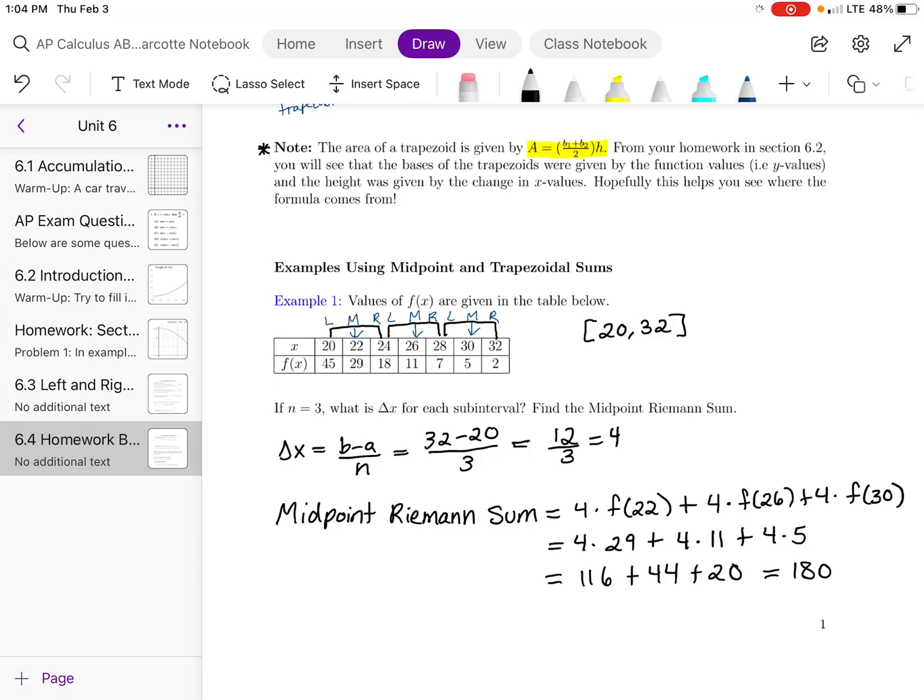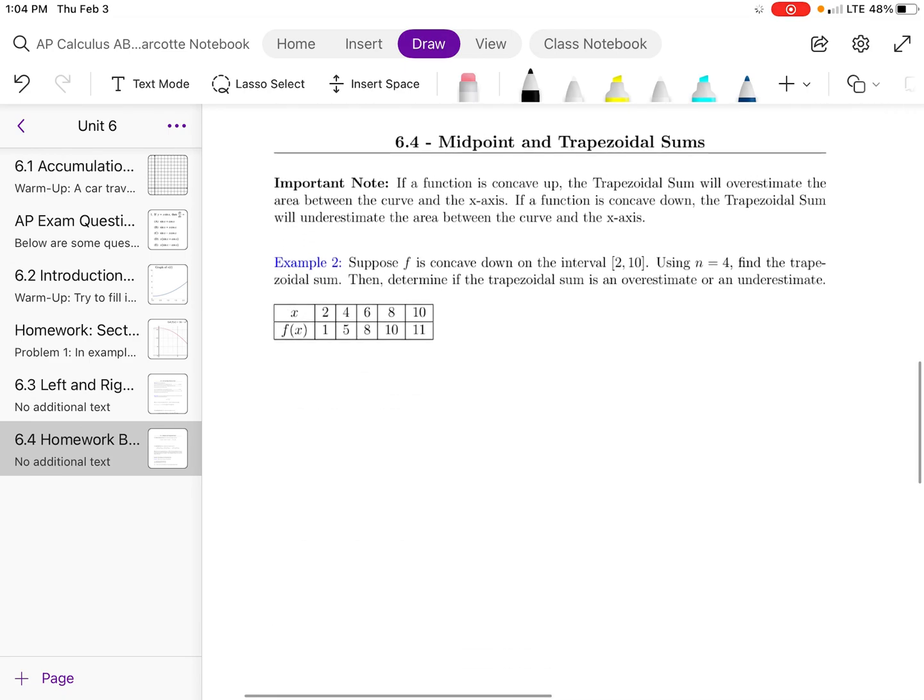Okay, so let's now look at another example. Before we get started, I just noted to you that if the function is concave up, the trapezoidal sum will be an overestimate. And if the function is concave down, the trapezoidal sum will be an underestimate. Okay, so increasing and decreasing has a connection with left and right Riemann sums, whereas concavity has a connection with trapezoidal sums.